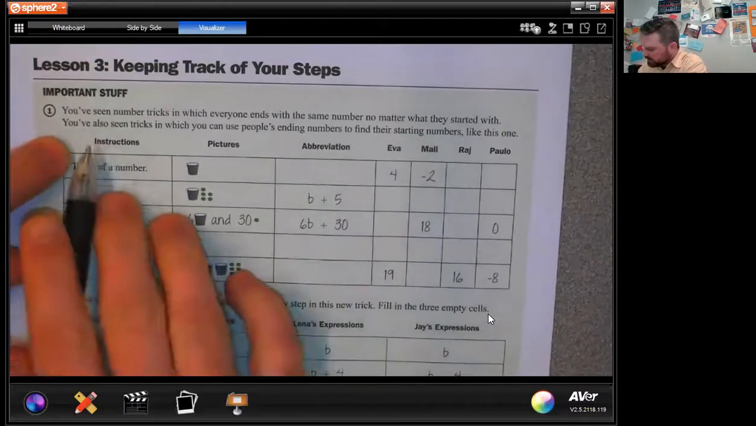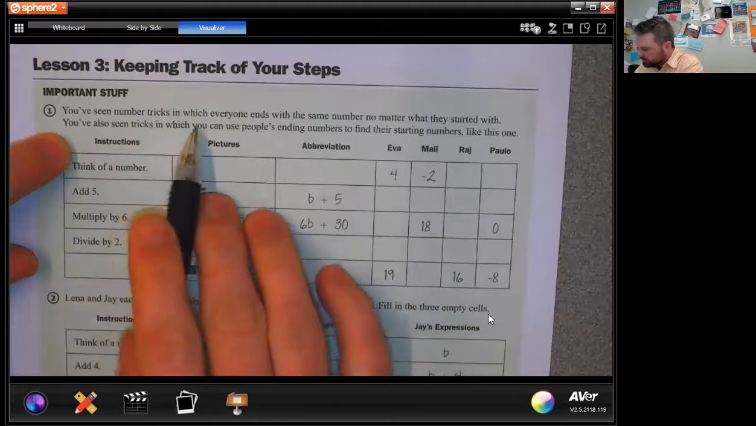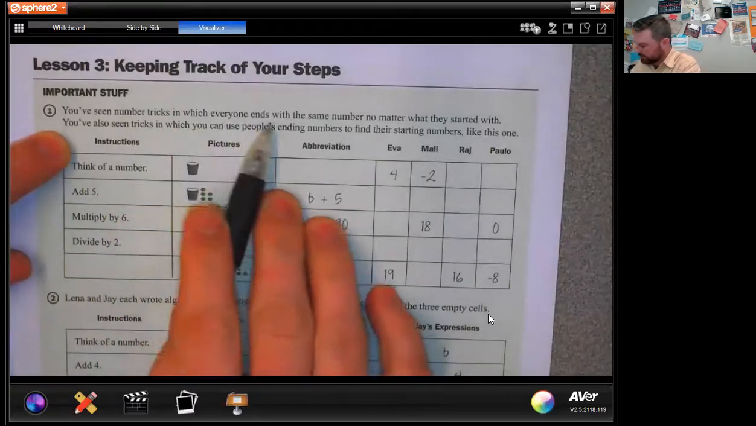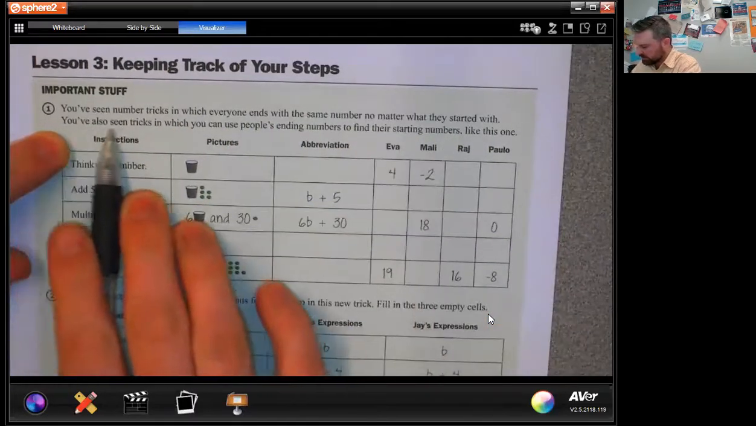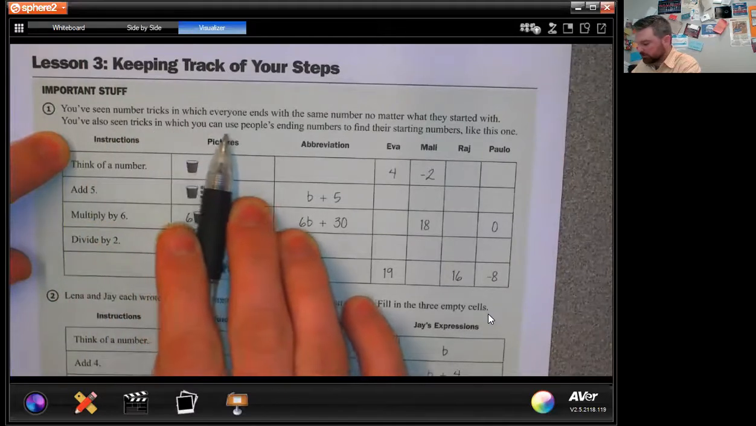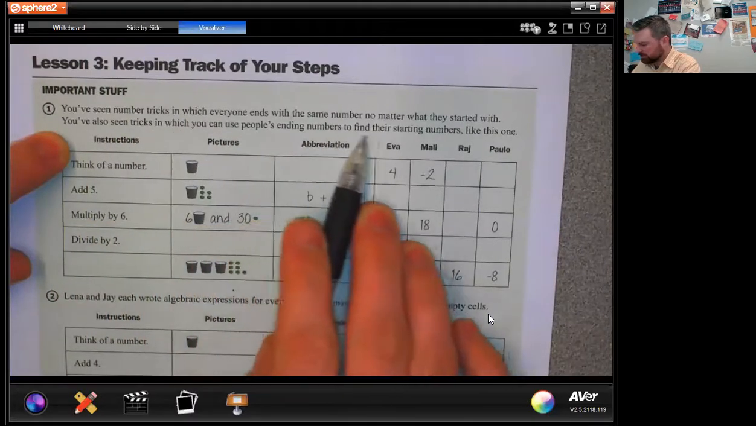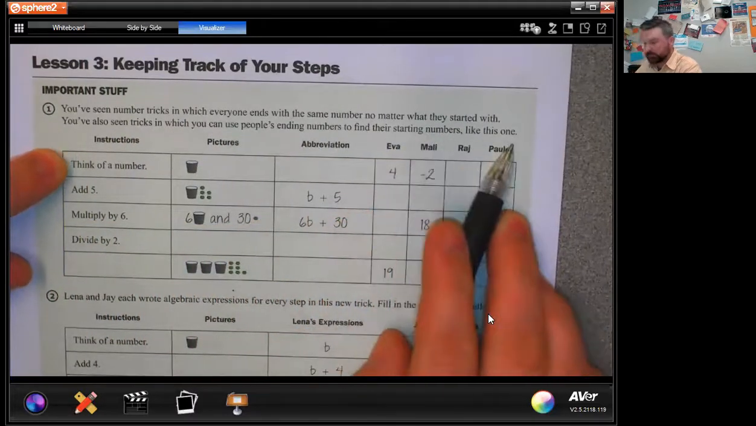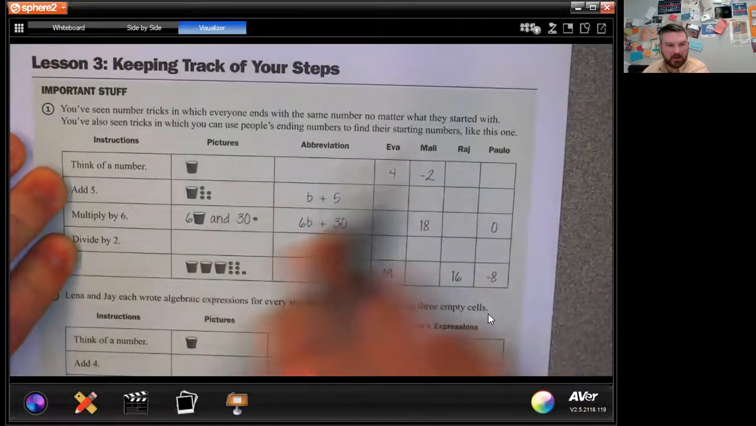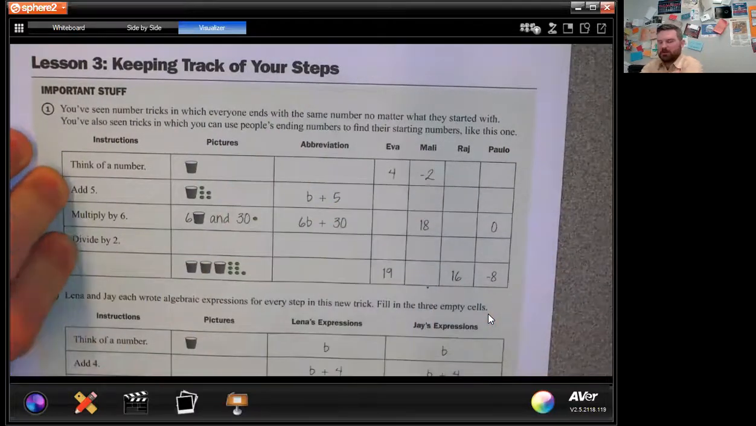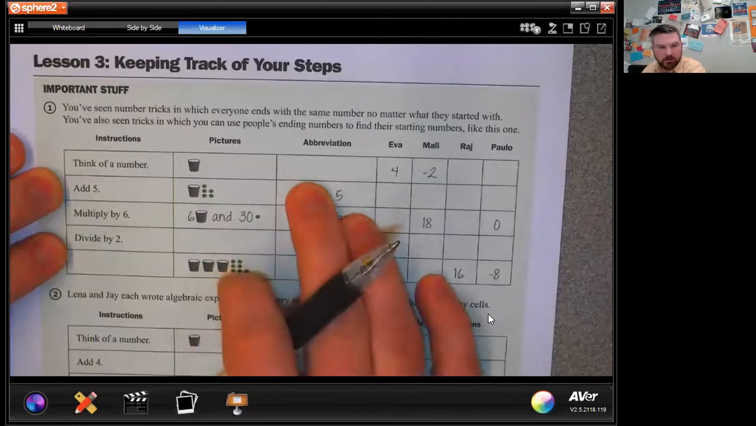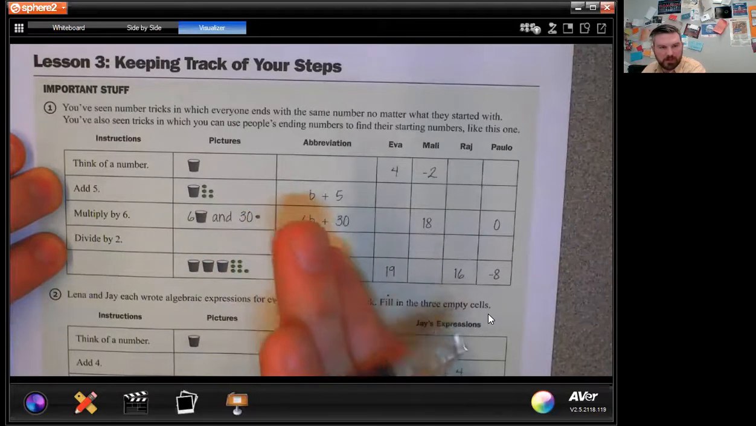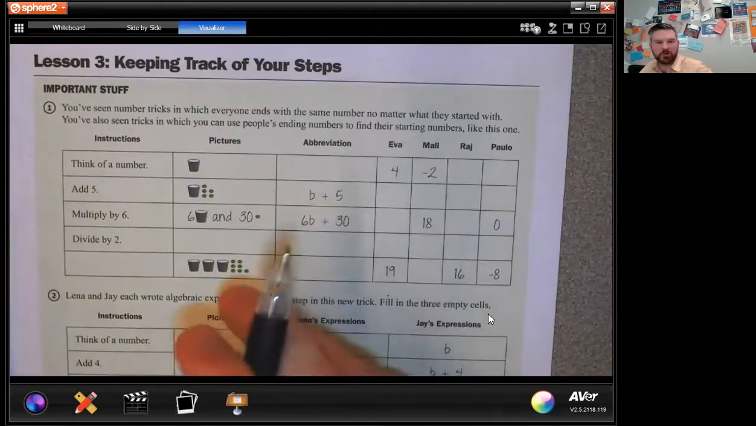Okay, so you've seen number tricks in which everyone ends up with the same number no matter what they started with. You've also seen tricks in which you can use people's ending number to find their starting number, like this one. So this is back in last semester stuff. We're just going to refresh our minds on these things, and some of them may get a little harder than last semester.